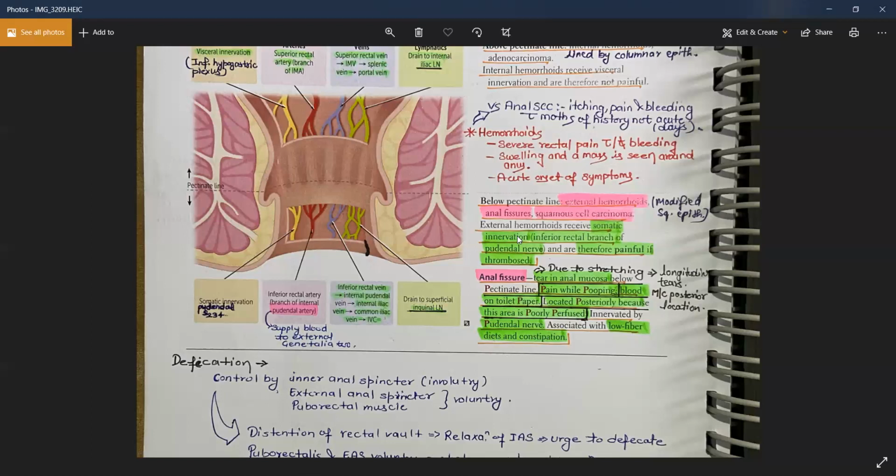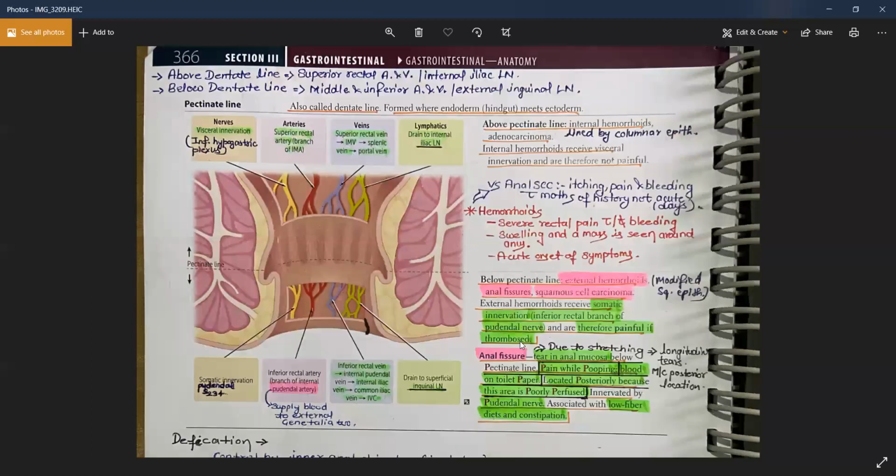So that's why squamous cell carcinomas only happen after the pectinate line, and they're always caused by the human papilloma virus, right? And adenocarcinomas can happen before the pectinate line, and can be caused by any other causes.